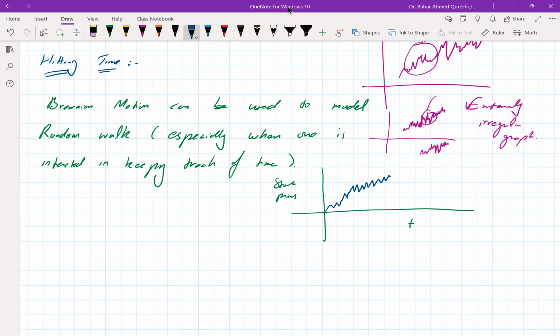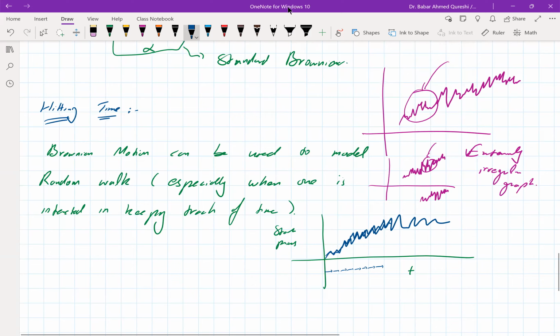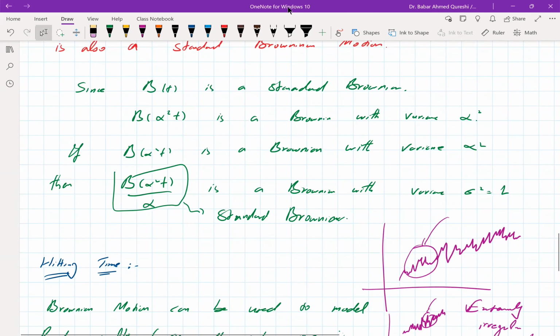Maybe the stock takes a new value every minute, but over a longer period of time, you don't want to keep track of those small jumps. So you can model it using a Brownian motion. So it looks something like that. And you model it with this variable.